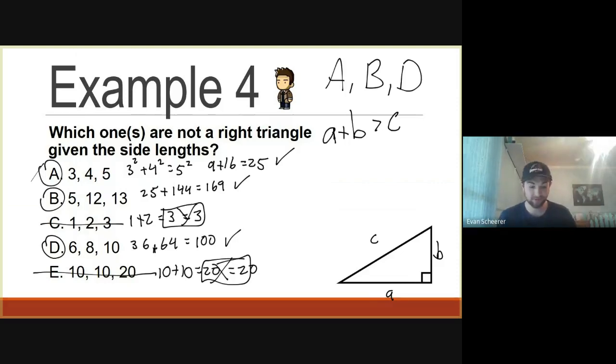Another thing you could have done, let's look at C. 1 squared is 1, 2 squared is 4, 3 squared is 9. Does 1 plus 4 equal 9? Nope. 10 times 10 is 100, plus 10 times 10 is 100. 20 times 20 is not 200. It's 400 because 2 times 2 is 4. Does that work? Nope. So A, B, and D work.